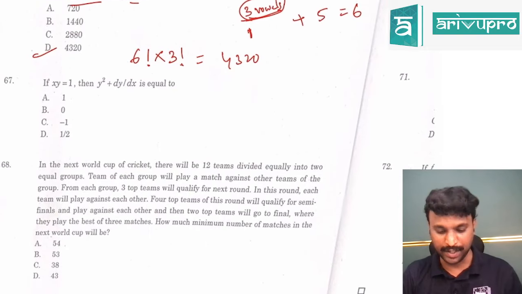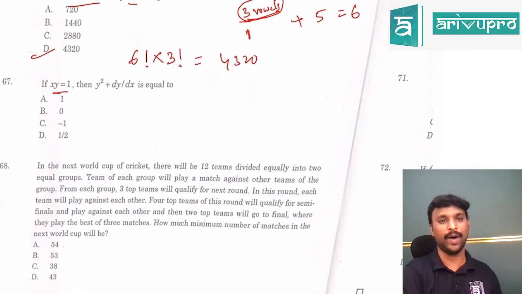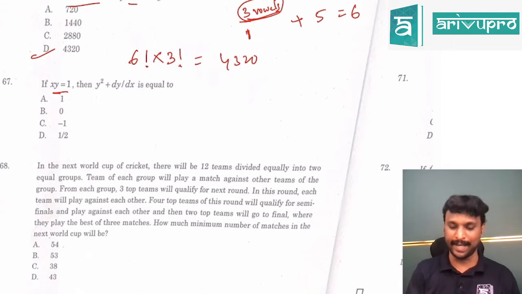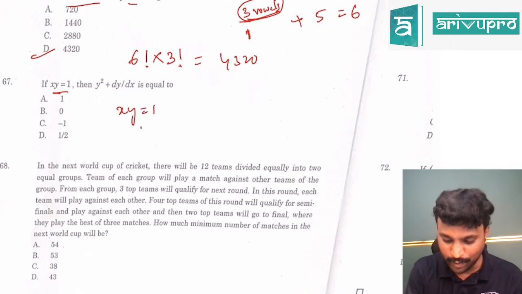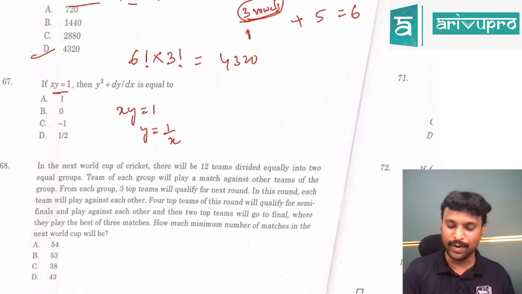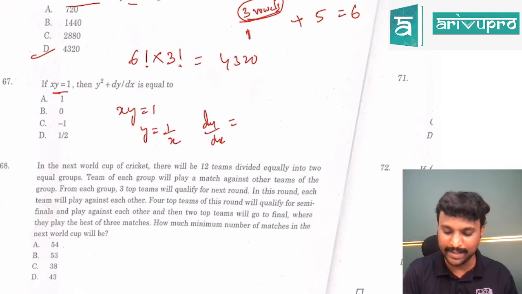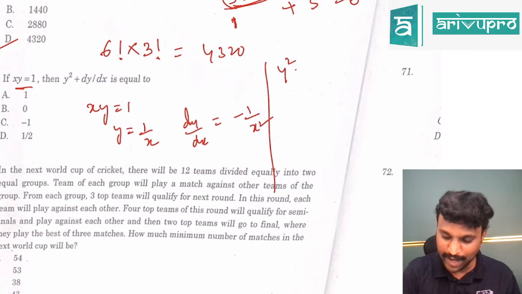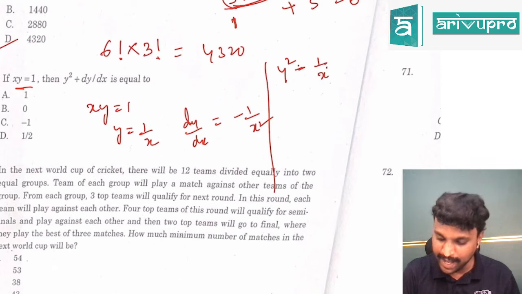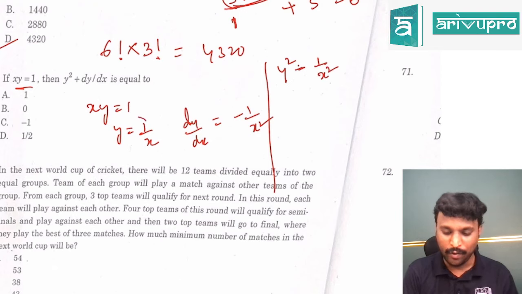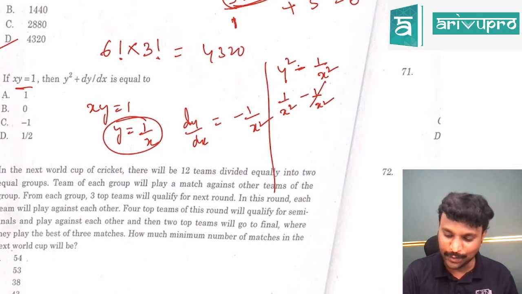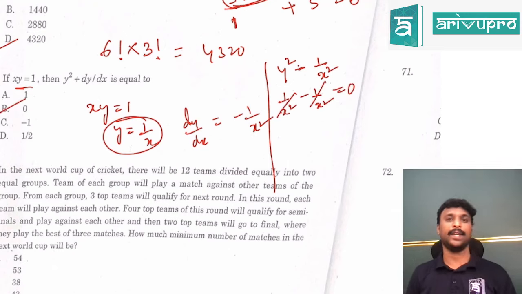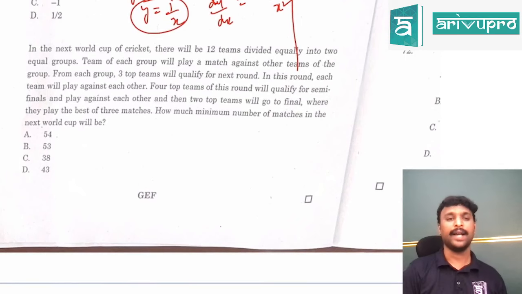Guys, look at the next question. xy is equal to 1. What is y square plus dy by dx? Guys, if xy is equal to 1, what is y equal to? 1 by x. So what is dy by dx? Derivative of 1 by x is minus 1 by x square. So therefore, we need to find y square plus dy by dx. So dy by dx is minus 1 by x square. Guys, what is y square? y is 1 by x. y square is going to be 1 by x square minus 1 by x square. The result is going to be what? 0. Option B. Guys, look at the next question.